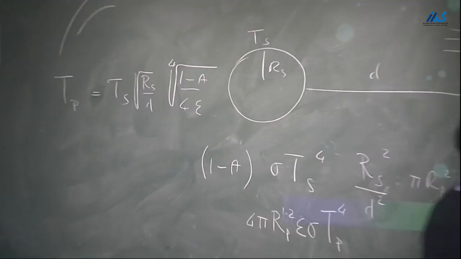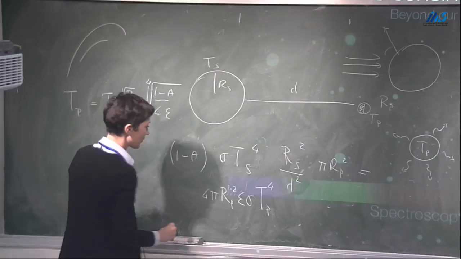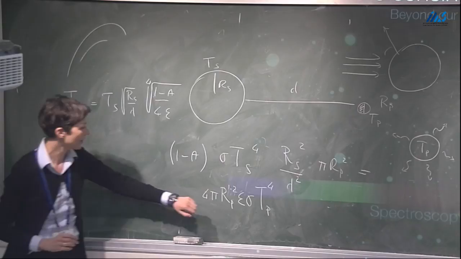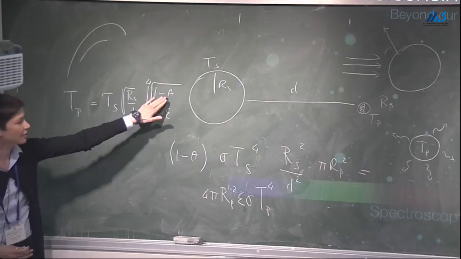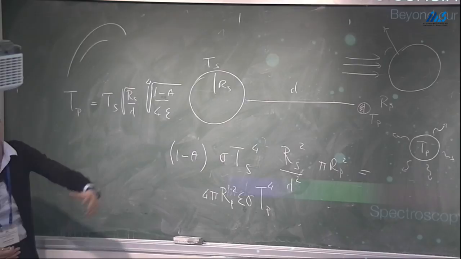Yeah? Is epsilon equal to 1 minus a? No. Actually, that is a very good question, and we'll come back to this. Epsilon is more a filter at the long wavelength, in the sense that it is more related to the emission coming out of the planet, whereas the albedo is a filter at the short wavelength, and so is filtering out the incoming radiation from the star.